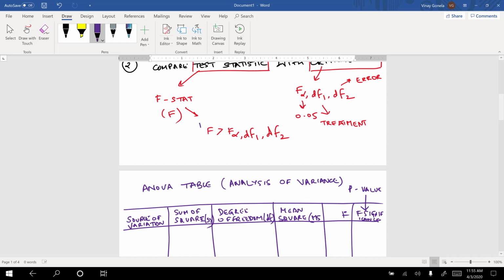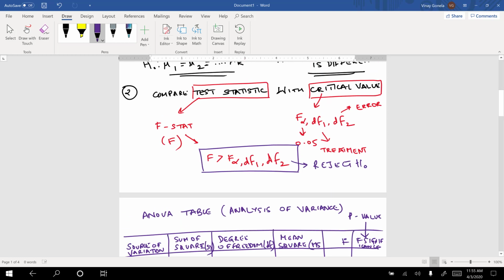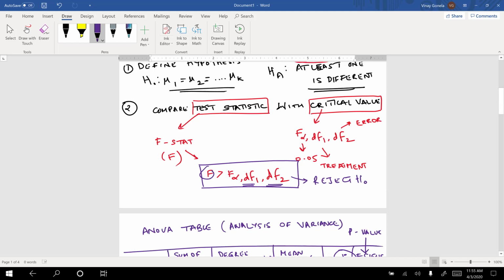So usually, if F is greater than or equal to this, we reject our H null. The F value here is going to come from this one. And we will discuss later on in this table where the degree of freedom for treatment and degree of freedom for error come from. But if this is greater, you reject your null hypothesis. That means this is false, which means inherently this is true: at least one is different is true.